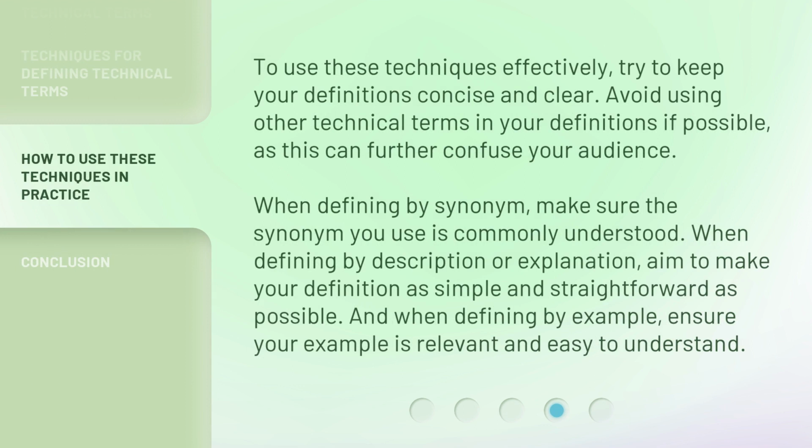To use these techniques effectively, try to keep your definitions concise and clear. Avoid using other technical terms in your definitions if possible, as this can further confuse your audience. When defining by synonym, make sure the synonym you use is commonly understood. When defining by description or explanation, aim to make your definition as simple and straightforward as possible. And when defining by example, ensure your example is relevant and easy to understand.